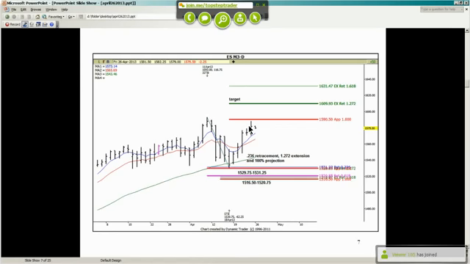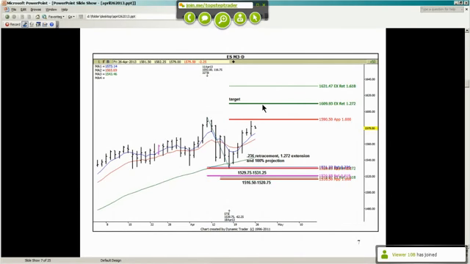And as far as targets for any of the trade setups, the trend trade setups, what you always look at for the targets is the 1272 extension of the swing into the trade setup zone.